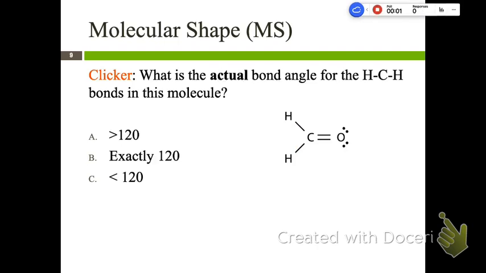is it exactly 120? So the first one was theoretical, which is not considering what these are. And now I want to say, what is the actual bond angle? Do you think it's going to be a little bit higher than 120? Is it going to be a little bit lower, or is it going to be exactly 120? Go ahead and talk to your neighbor and then click in your answer.